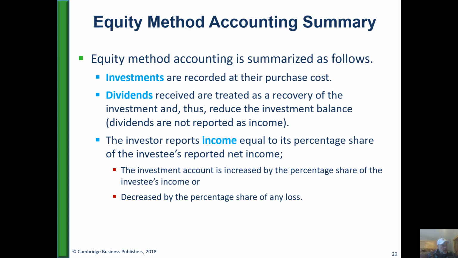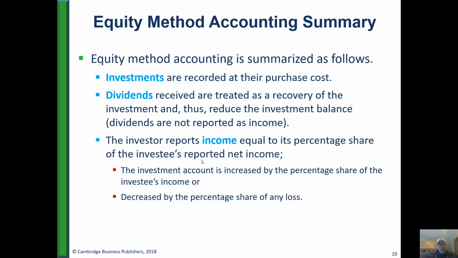So you can see here on slide 20, that's delineated as: investments are recorded at their purchase cost. Dividends received are treated as a recovery of the investment and thus reduce the investment balance. It's a little counterintuitive. I know students have struggled with that a little bit before. And conversely, the investor reports income equal to its percentage share of the investee's reported income.